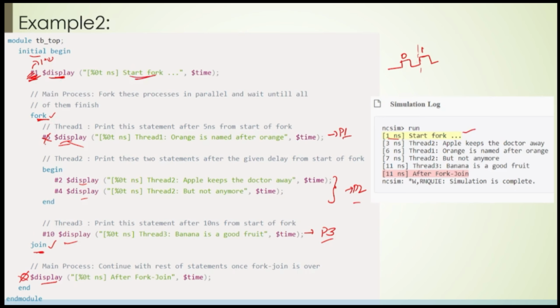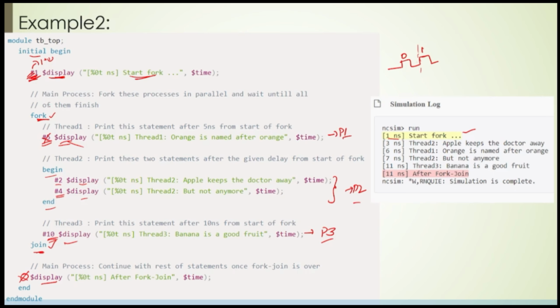Within the fork join block, I have taken some delays. This is my #5, and within begin and end I am taking two statements where each statement is given a delay. The first statement has 2 time units delay, and the second statement has 4 time units delay, and then the third thread has 10 time units delay. Now when the fork join starts, as I already told you in the previous session, based on the time delays the display statements will be executed.